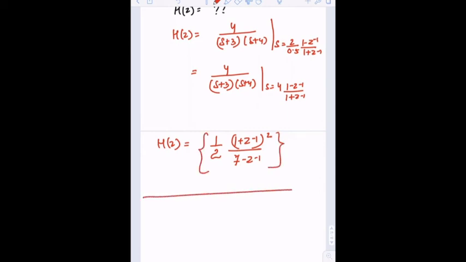So this is sufficient for the IIR filter design. In the next part of the lecture, we will be completing the FIR filter design. That's a very small topic.